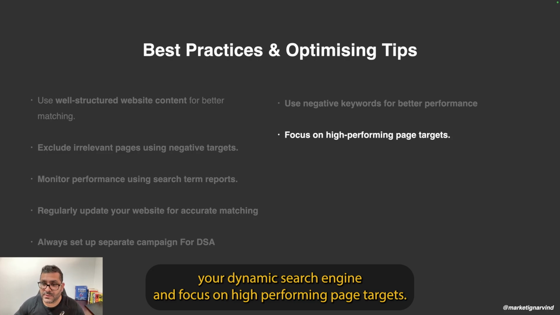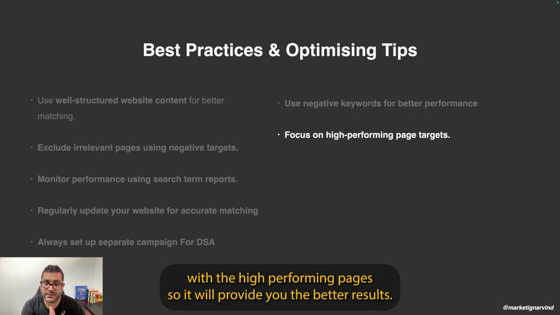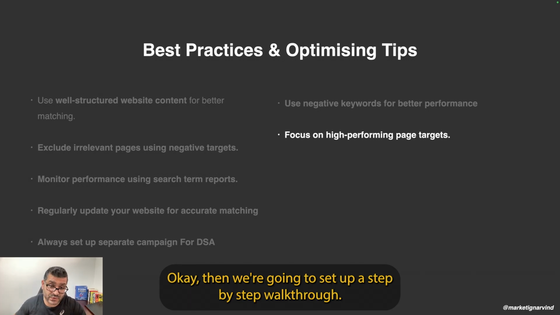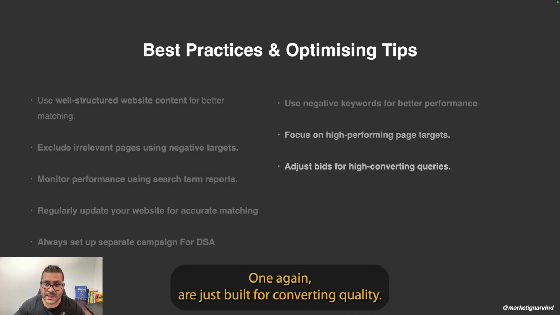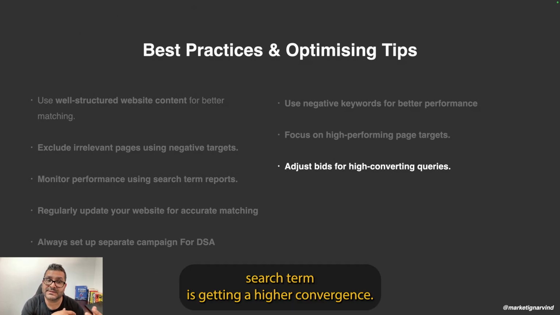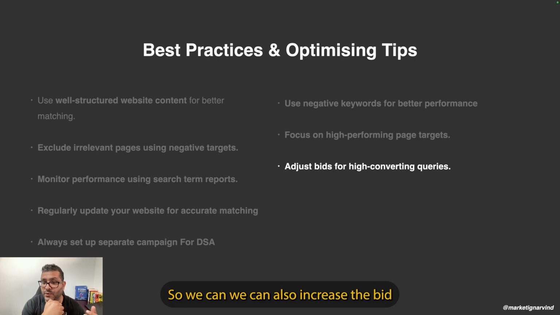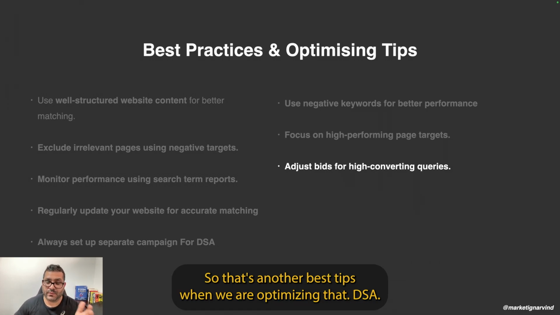And focus on high performing page targets. So make sure when you are setting up your dynamic search ad, always go with the high performing pages, so it will provide you better results. Okay. When we go through the step-by-step walkthrough, we will see how we can do this. Okay. Adjust bids for converting queries. So let's say there is a particular keyword or search term getting a higher conversion; we can also increase the bid on those particular keywords to get more conversions. Okay. So that's another best tip when we are optimizing the DSA.